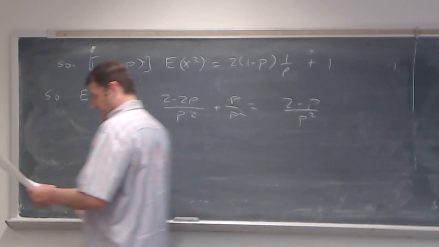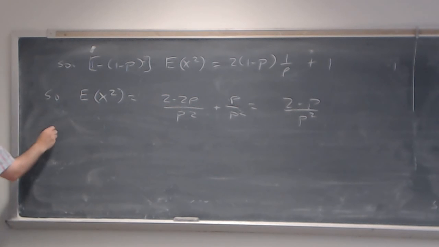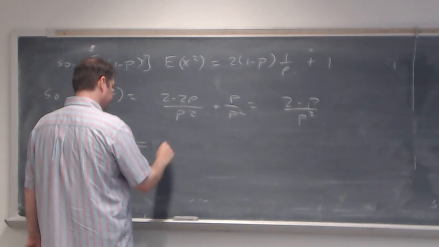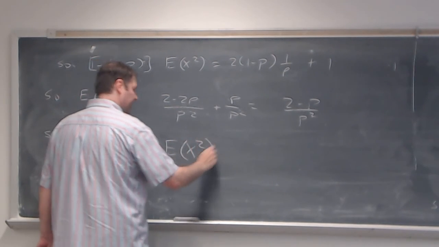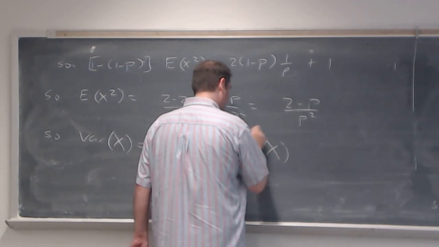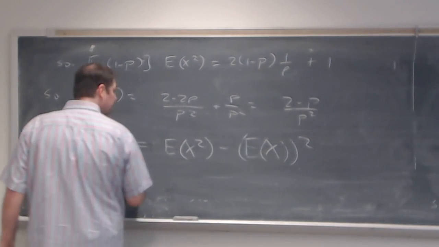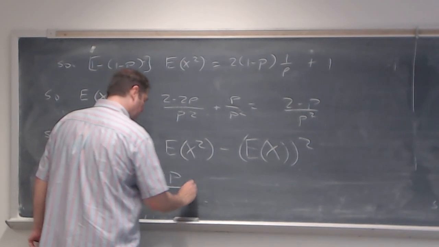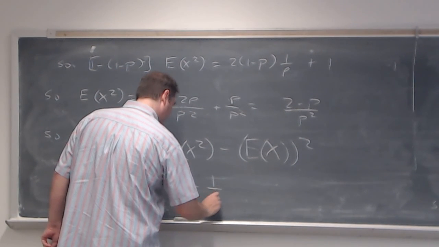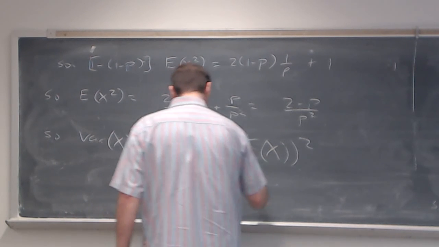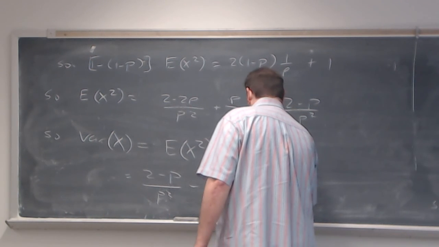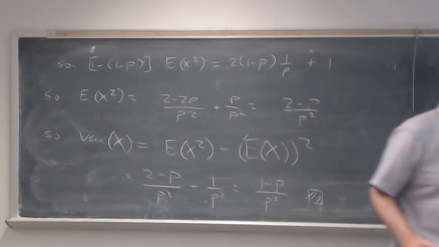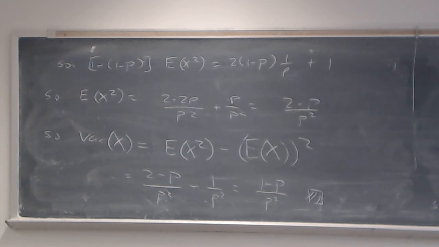So I get the expected value of x squared. So the variance of x is equal to the expected value of x squared, which we just found, minus the expected value of x squared, by our fact. And that's equal to (2 minus p) over p squared minus (1 over p) squared, so 1 over p squared. So we end up getting (1 minus p) over p squared, and that's what we said. So that's the proof of that fact. Okay, I'm going to do an example, and then we'll call it quits.